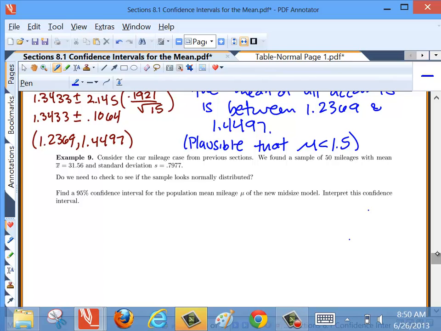So let's do this problem. Consider the car mileage case from previous sections. We found a sample of 50 mileages with a mean of x bar equals 31.56 and a standard deviation of 0.7977. In this situation, do we need to check to see if the sample looks normally distributed? No, because n is greater than 30. So let's find a 95% confidence interval for the population mean mileage and interpret it. Just like we've done before, go ahead and try it yourself to make sure that you don't have any questions.